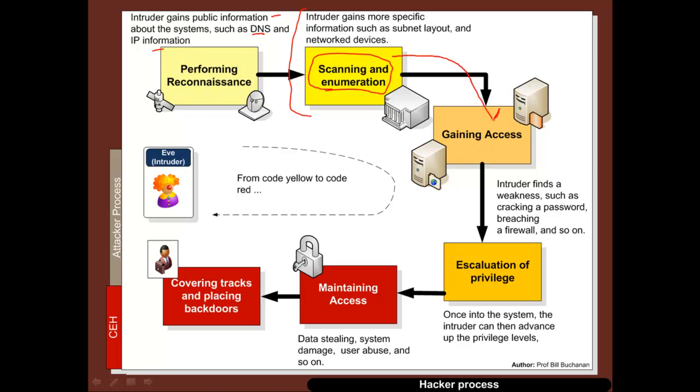Then on to gaining some access into a server or a device. After that, to find some weakness, such as cracking a password or breaching a firewall, and then on to some sort of escalation of privilege, where an intruder can move up through the levels. From there, they can then maintain access to steal data, do some damage or some user abuse, and after that they might cover their tracks and place backdoors.